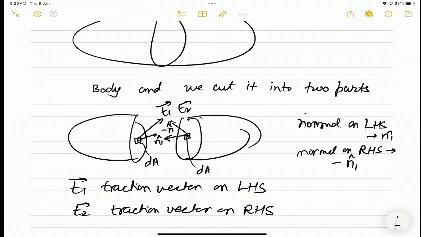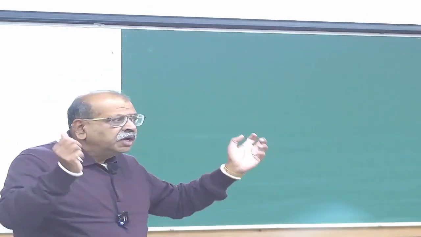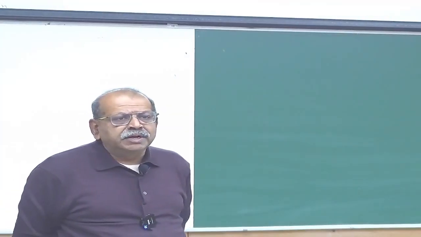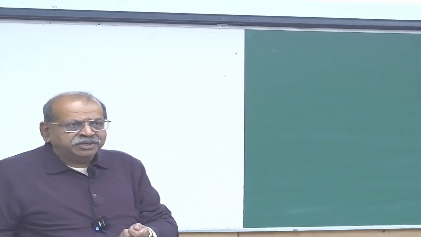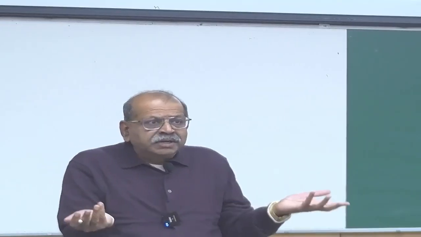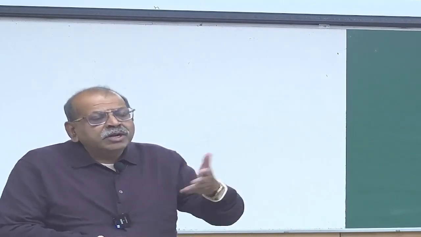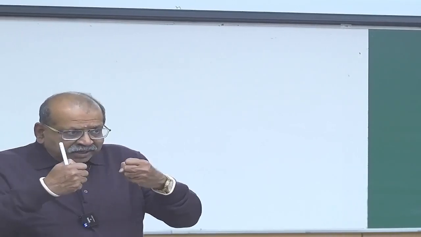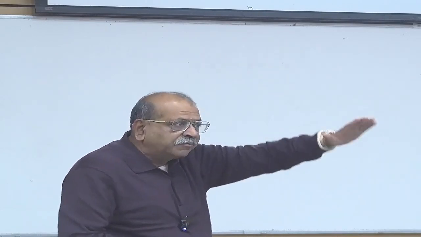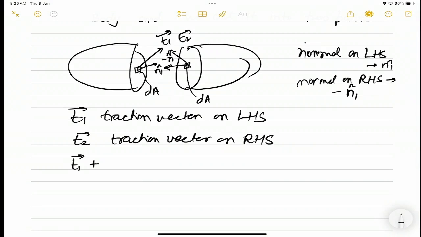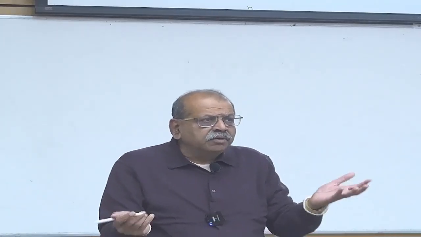Now, this cut we have made is an artificial cut, and we have these two traction vectors. When we combine the two bodies, what can we say about T1 and T2? These internal forces have to be equal and opposite, because when it is a total body, there is no internal force. You can also look at it in terms of Newton's third law: the force which the area on the right hand side exerts on the left has to be equal and opposite to the force which the area on the left hand side exerts on the right. So therefore, T1 plus T2 must be equal to 0. Is that clear? Because the internal forces have to cancel out.